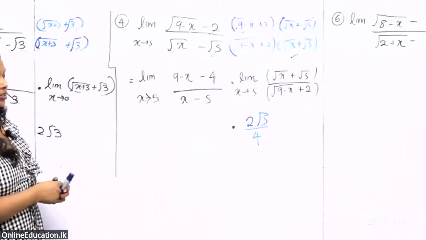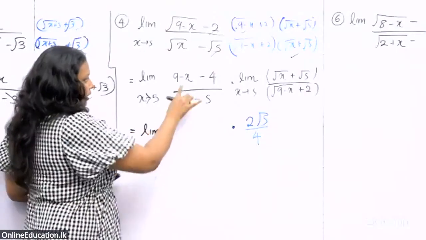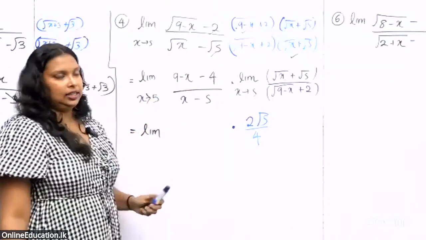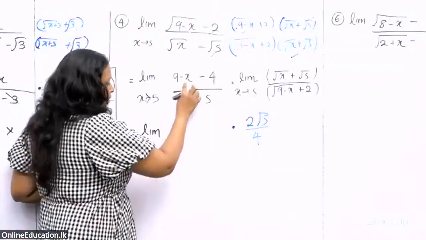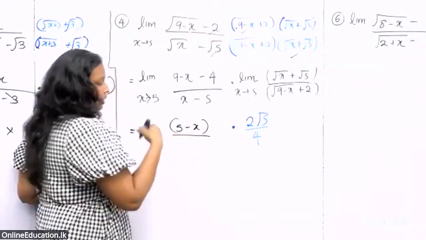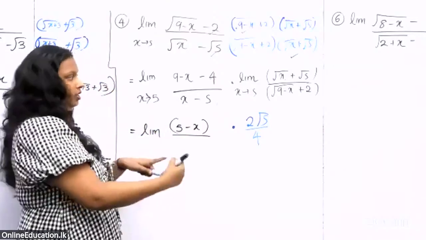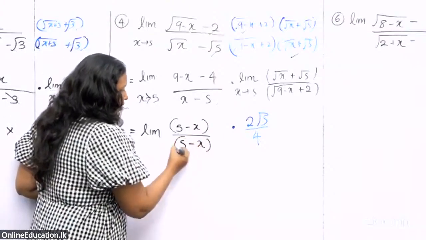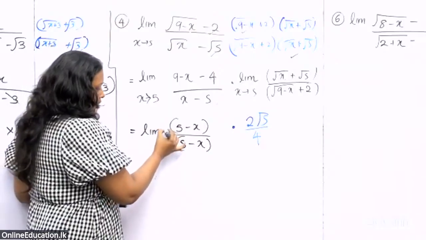For this one? Yes. Limits of, simplify. 9 minus 4 then 5. 5 minus x. Here we have x minus 5. Numerator we get 5 minus x. Denominator we have x minus 5. I can write this one also as 5 minus x. How? Taking the minus sign out. Take the minus sign out. X minus 5 becomes 5 minus x. Take the minus sign out. Okay. Minus.